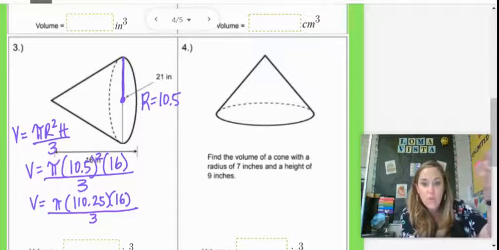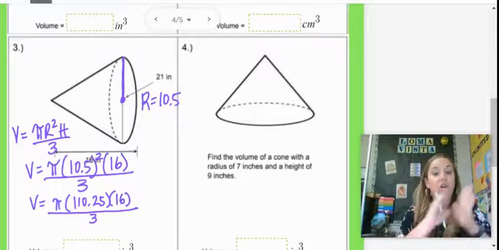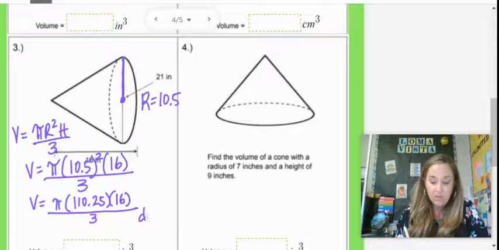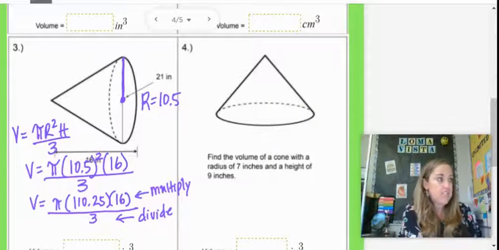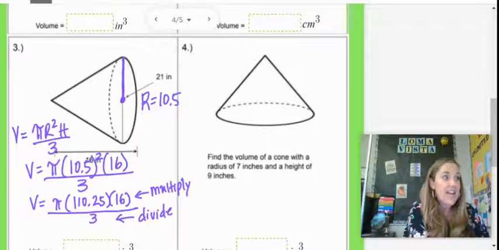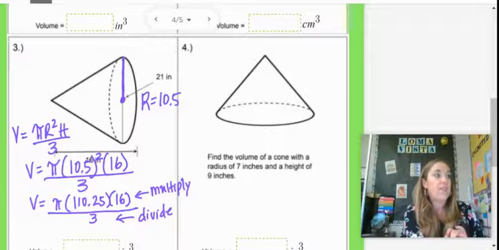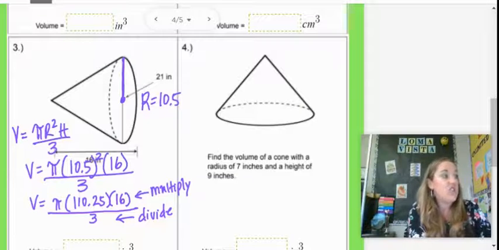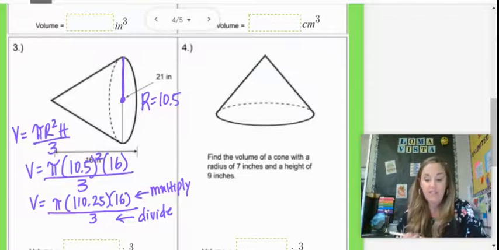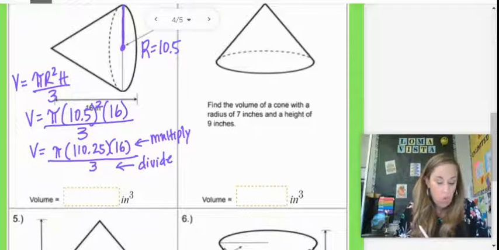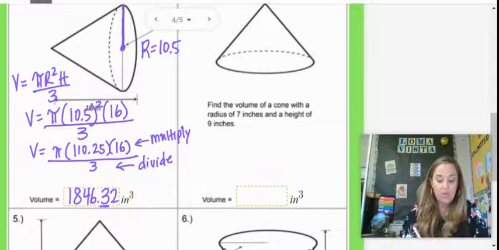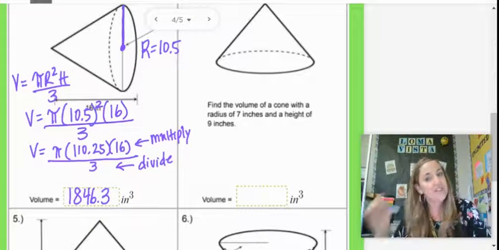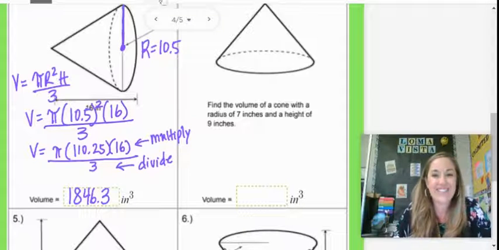Okay, everything in the numerator up in the top, we're going to multiply all of that stuff and we're going to divide by the denominator. So don't forget, we're dividing by the denominator, we're multiplying all of this stuff up here. So I'm going to do 110.25 times 16 times 3.14 because that is what pi is equivalent to. And then don't forget to hit divided by 3. And all of that works out to 1,846.32. And if we're going to round to the tenths place, that 2 is not big enough to change the 3. So the 3 stays where it is. And that is our answer, 1,846.3. That was our cone.